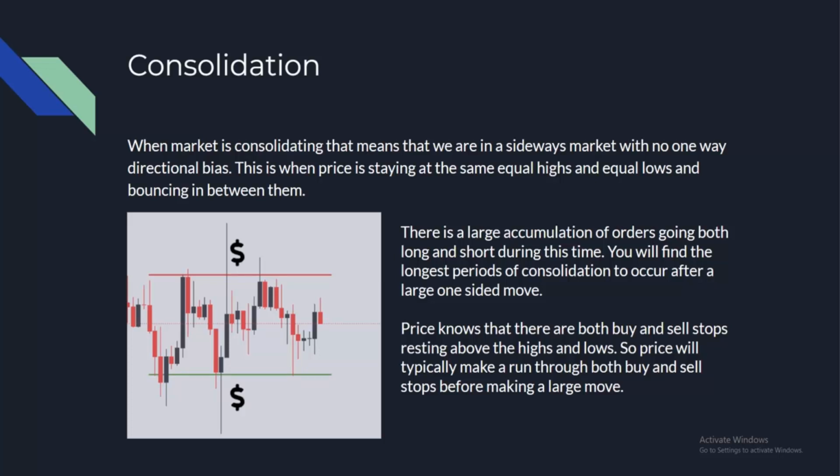And obviously the market knows that this is what's happening, so price will typically make a run above the buy stops, then below the sell stops, and then the market will go in the direction of bias that it's meant to go in. So typically, if the bias is bullish, what you would like to see is price first make a run above the buy side.